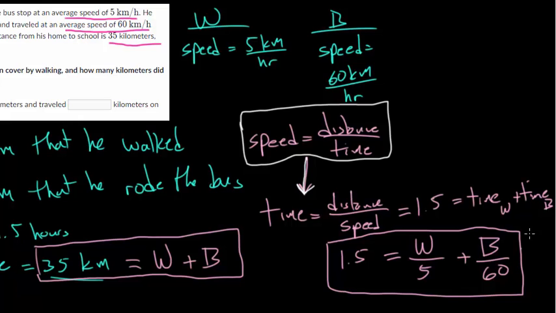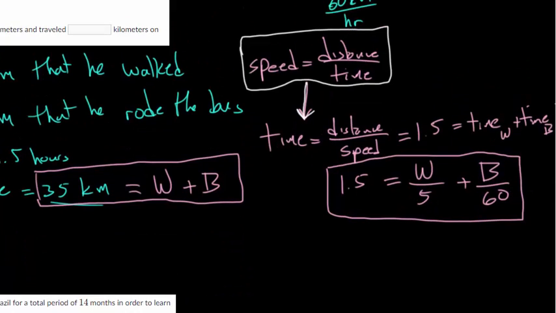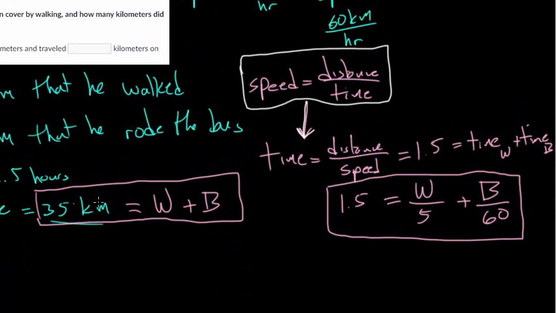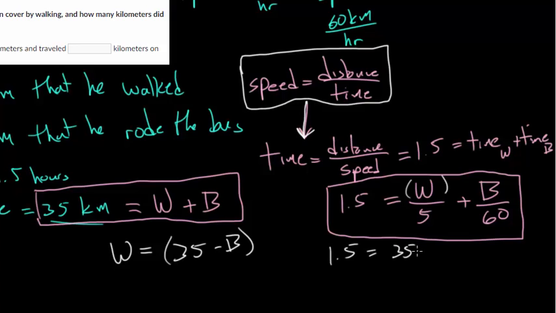You want to make sense of these equations. So we have our two equations. Now we just need to solve them. So let me make just a bit more room. And for this one, I'm going to solve it for W. So subtract B, you get 35 minus B. And let's plug that in to the other equation anywhere we see a W. So we have 1.5 is (35 minus B) over 5 plus B over 60.